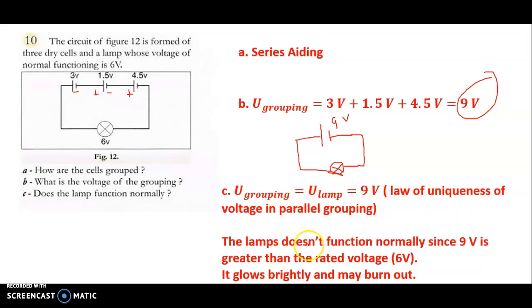The lamp does not function normally since 9 volt is greater than the rated voltage, which is 6 volt. So it glows brightly and may burn out.